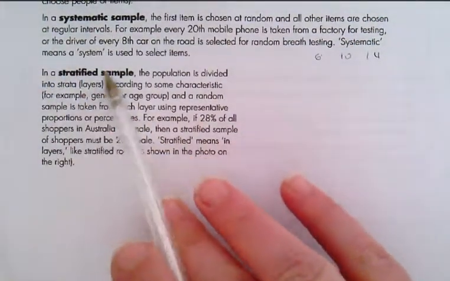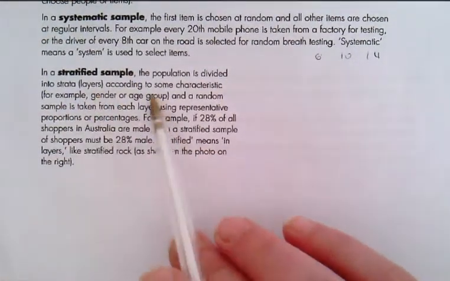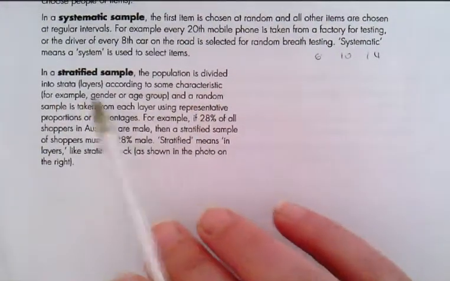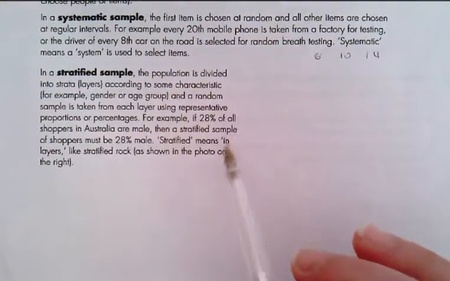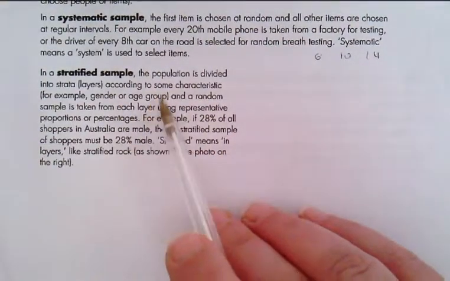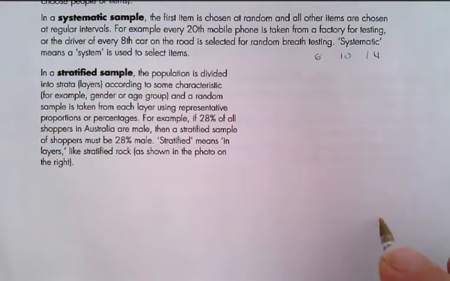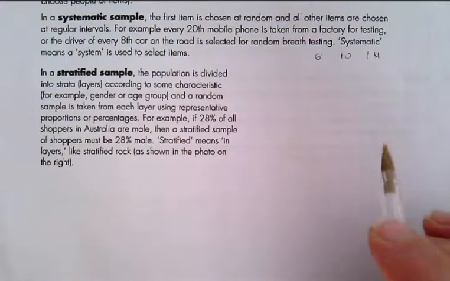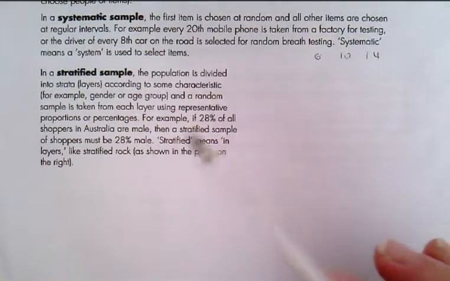And in a stratified sample, the population is divided into strata or layers according to some characteristic. So for example, gender or age group. Age group is a good one to look at, or year group, for example, in our school. Let's say we've got 700 girls in the school, and if we have more, say, year 10s than any other age group, we would be choosing more year 10s than other age groups. It might only differ by a couple of students, but you have to choose it in proportion to the number of students in the population.